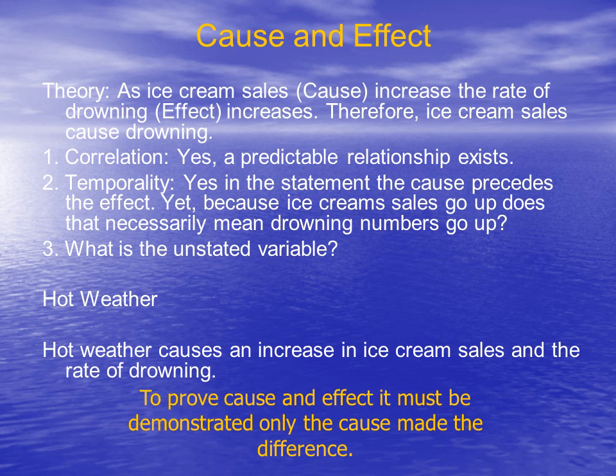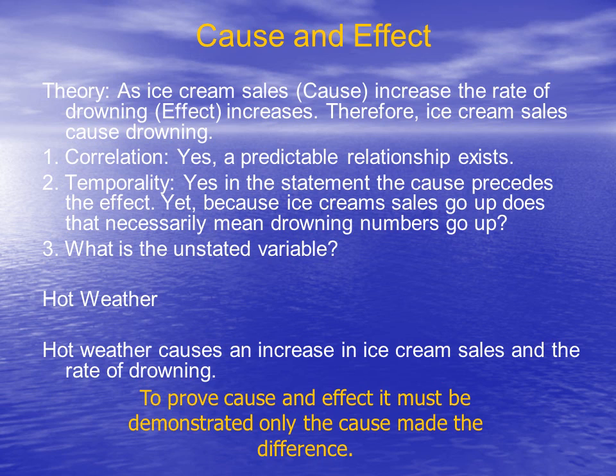So let's look at an example here. In theory, here's the theory: as ice cream sales increase, the rate of drowning increases. That's the effect. So the cause is the ice cream sales causes the drowning. Therefore, ice cream sales cause drowning. Correlation, yes, a predictable relationship exists between the two. Temporality, yes, the cause precedes the effect. Yet because ice cream sales go up, does that necessarily mean drowning numbers go up? That's what you have to ask yourself.